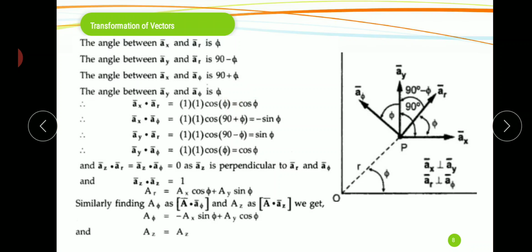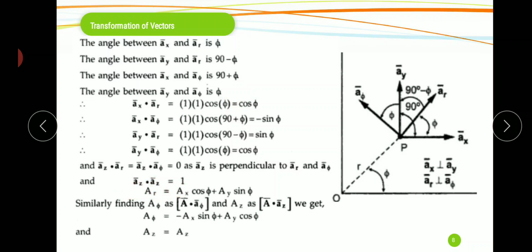And next, the dot product between the same unit vectors, AZ bar dot AZ bar, that value is equal to 1. Why? Because they are parallel. So parallel means the theta value becomes 0, cos 0 value is 1, and the magnitude of these two vectors is also 1. So 1 into 1 into 1, final answer is 1.